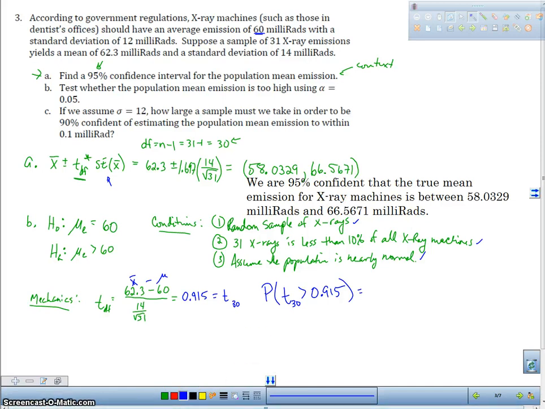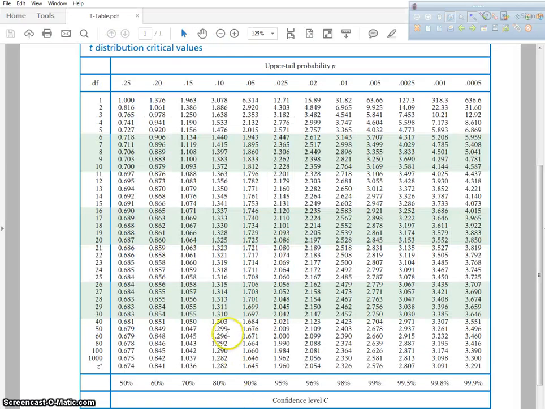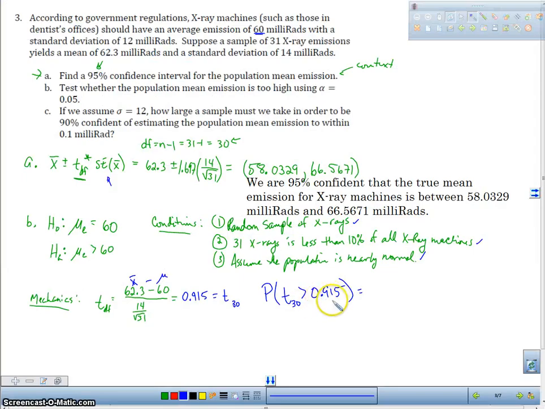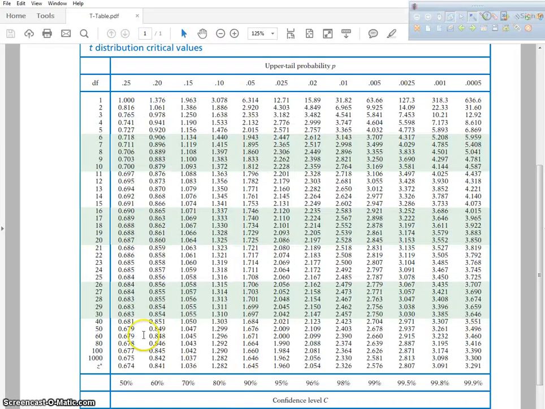So we're going to go to our t-table, and we're looking for a t-value of 0.915 with 30 degrees of freedom. So we're going to go to 30 degrees of freedom, and we're going to look in here till we find 0.915. Now 0.915 is in between here. So we're going to go up here. We've got 0.20 and 0.15, so we're going to add those and divide by 2. 0.20 plus 0.15 divided by 2 is going to give us about 0.175.